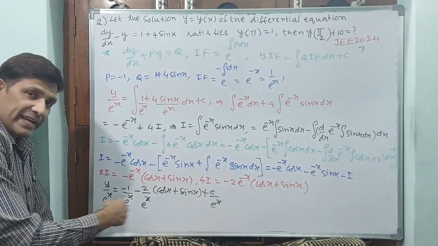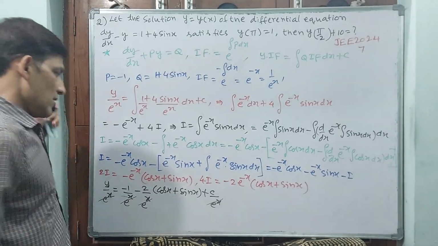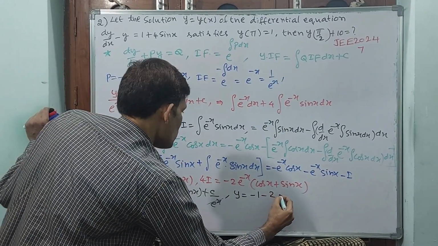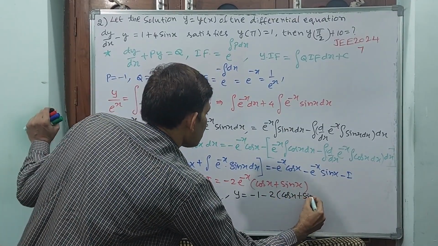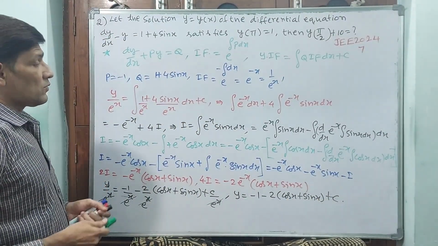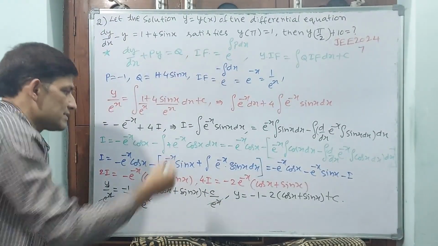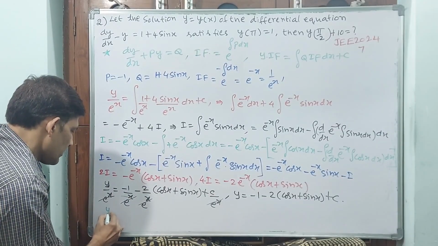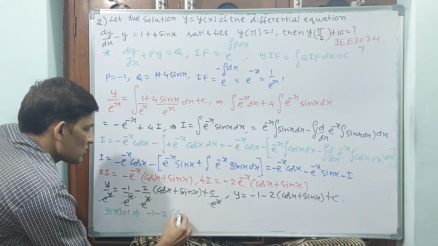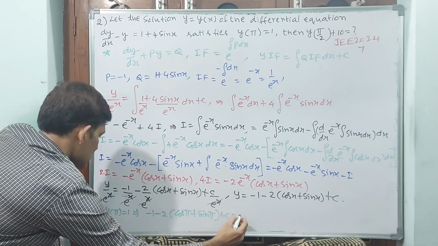Now see, e power x, shall I cancel? E power x, e power x. If I cancel, now finally what is y? Y is equal to minus 1 minus 2 times cos x plus sin x plus c. Now this is y of x. Like y of pi, you substitute pi. Why? Because 1 is given. That means y of pi is equal to 1 implies minus 1 minus 2 times cos pi plus sin pi plus c is equal to 1.